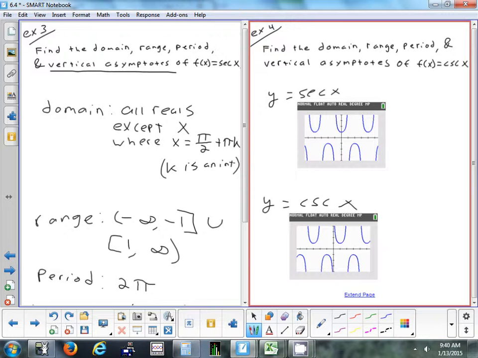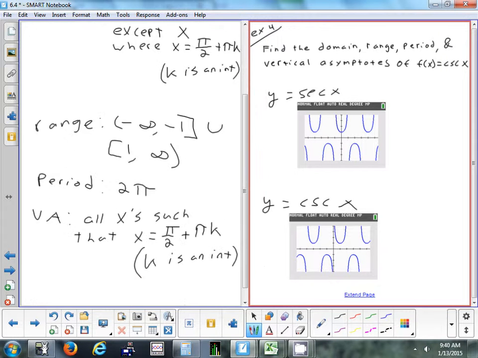What about my range? Well, range is the same. Exactly the same as what we had before. Period, same as what we had before. Vertical asymptotes, we already said that. So all x's such that x equals pi k. And that goes in the negative direction too. Remember, integers can be negative. Negative pi, negative 2 pi, negative 3 pi, and so on.